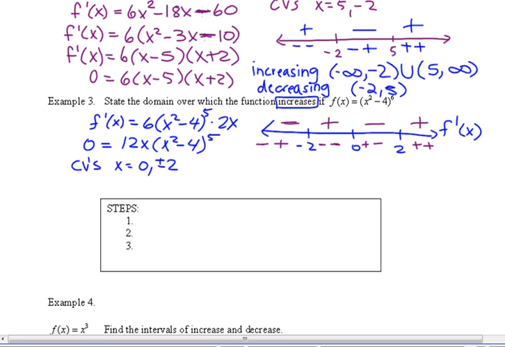Okay, so where is it increasing? Increasing when? Okay, between -2 and 0, union 2 and infinity, and beyond.